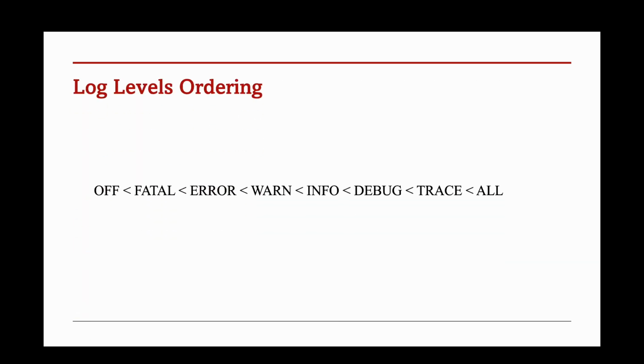Let's talk about the log level ordering. If you set the log level to off, no logs will be printed. If you set the level to error, only error and fatal logs will be shown, because error is the threshold, and anything above it like fatal will also be logged.